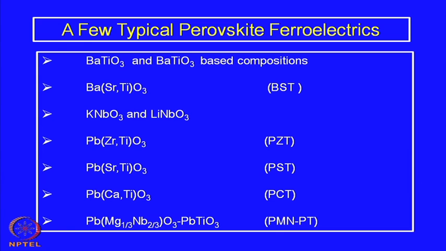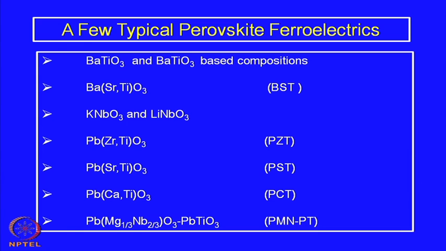Then there is another group of materials which is called niobates. Instead of titanates, one can have niobates like potassium niobate or lithium niobate. Of course, there are also tantalates. Titanium can be replaced by tantalum, but in this case you should notice the composition. It is again an ABO3 type of compound, the perovskite family of compounds.